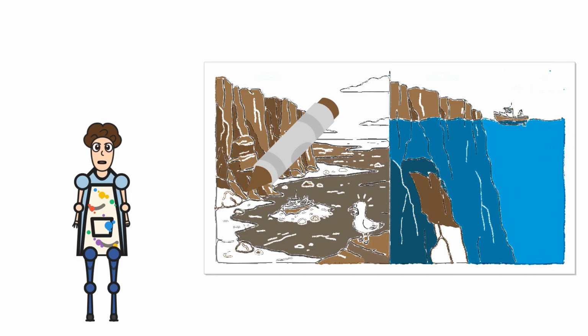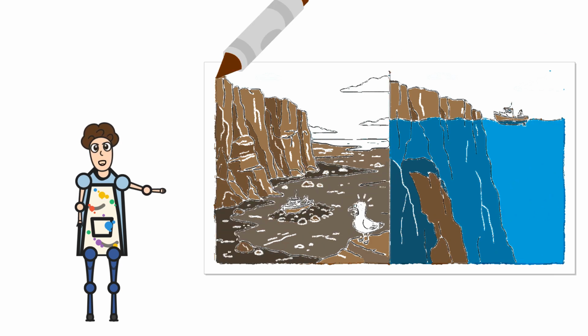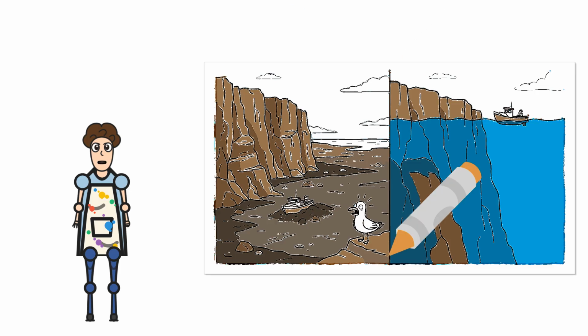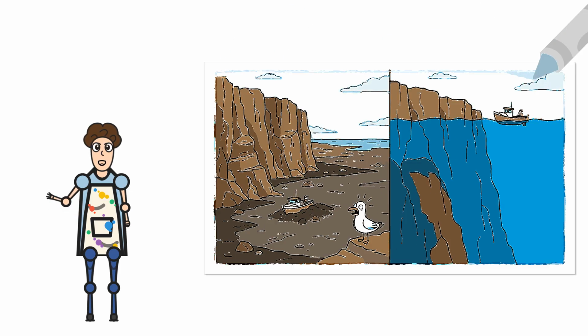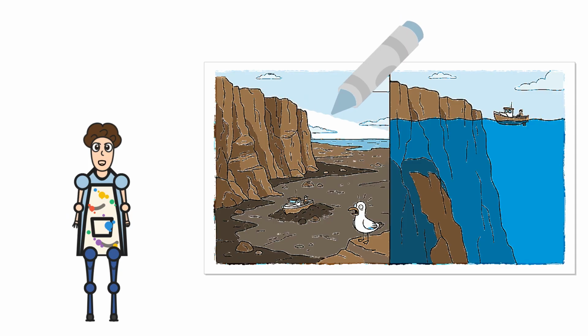Twice a day, 100 billion tons of water rushes in and out of this bay, more than the combined flow of every river on the planet. That is not a typo. Every single river combined.